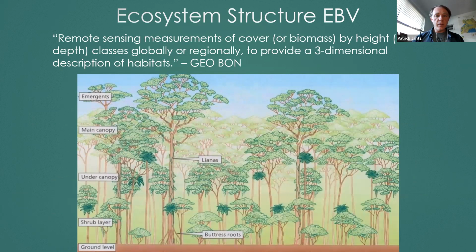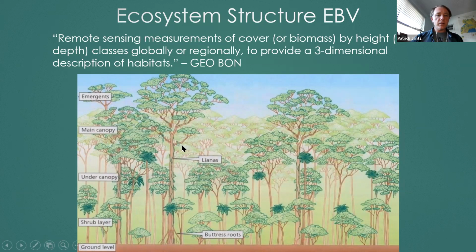The one I've been involved with is the ecosystem structure EBV. And that's been defined as remote sensing measurements of cover or biomass. Could be something like LAI as well, the leaf area index, by height or depth classes globally or regionally, to provide a three-dimensional description of habitats. And so you can see just from this diagram why that might be useful and might help us get beyond a 2D percent cover approach.